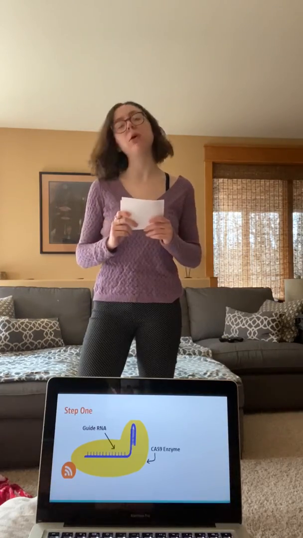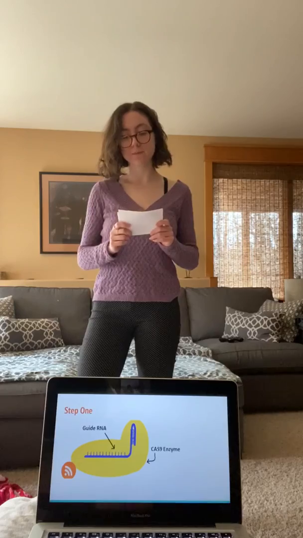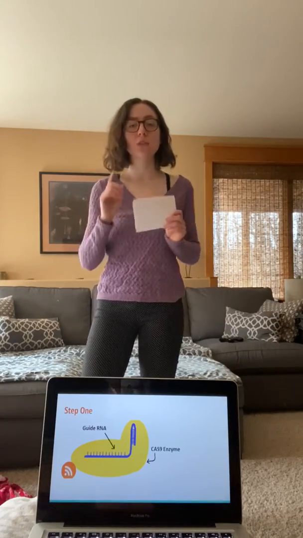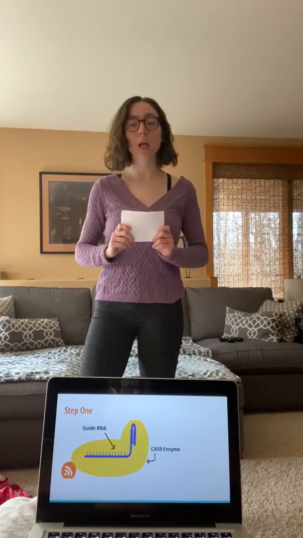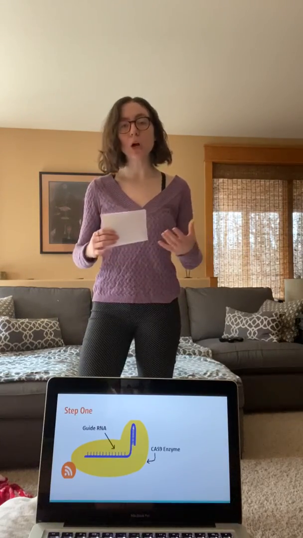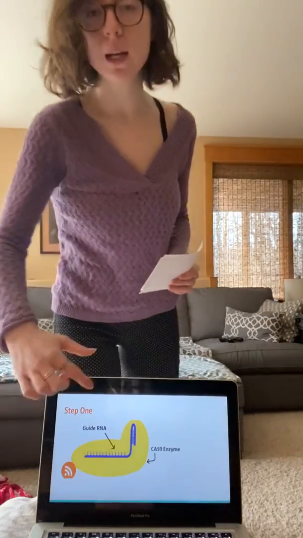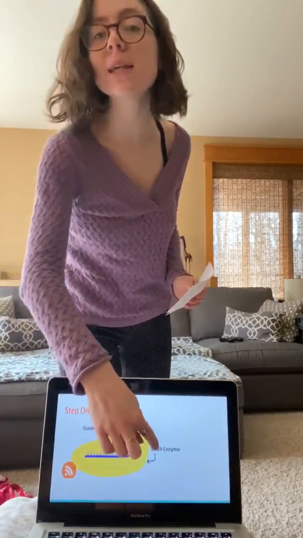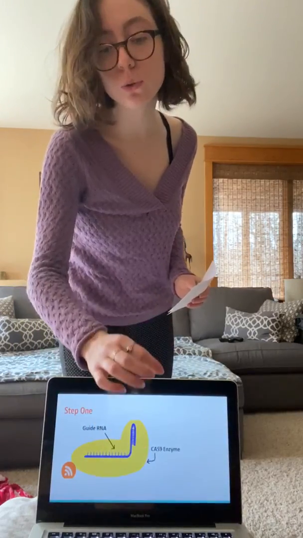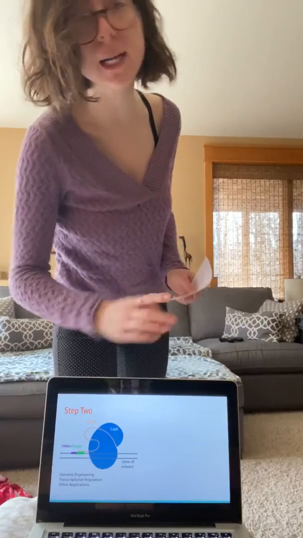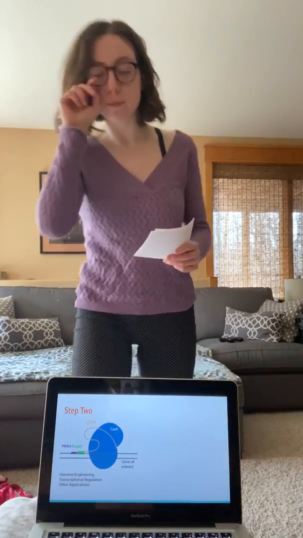This process can be broken down into 4 simple steps. Step 1. 2 different types of RNA, crRNA and transactivating RNA, bind to the Cas9 enzyme. These RNAs are also known as guide RNAs. And the Cas9 enzyme is an enzyme that is able to cut through DNA strands. After the binding process, we move on to step 2.